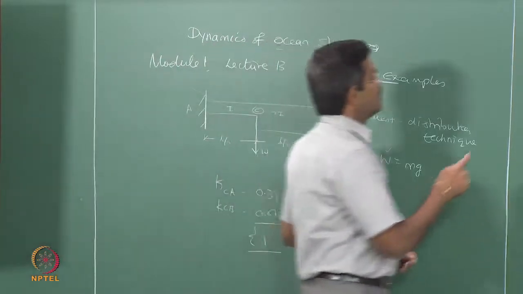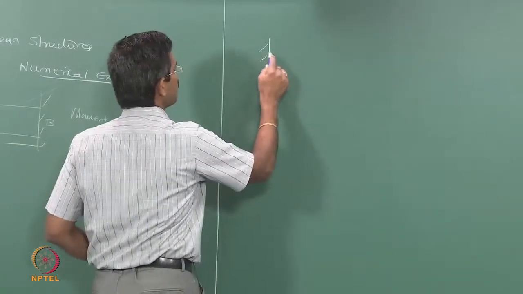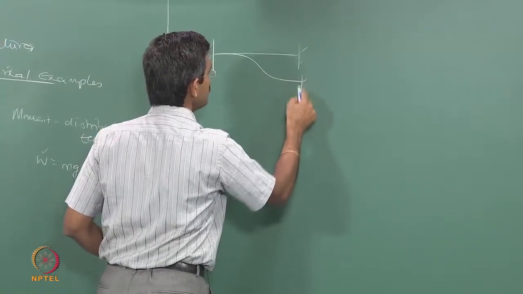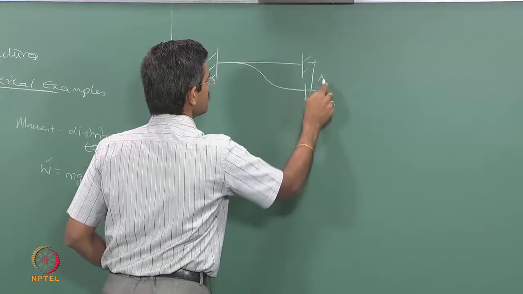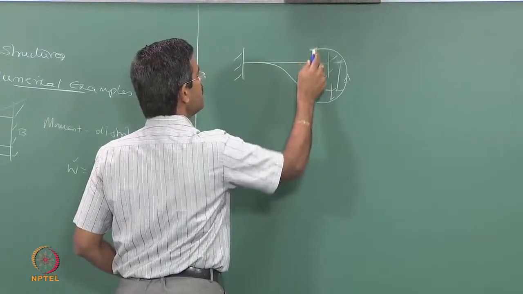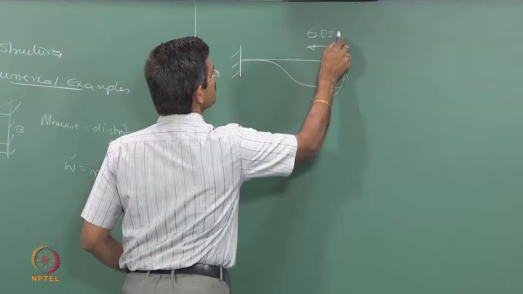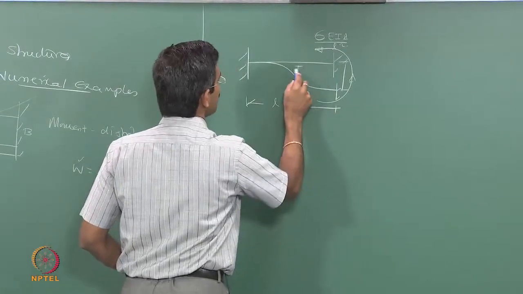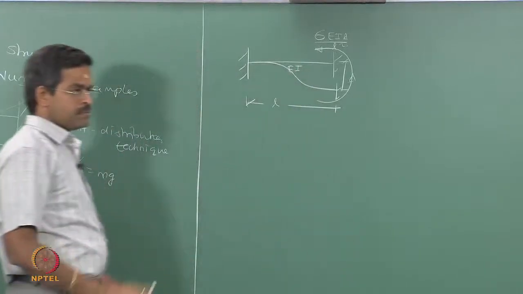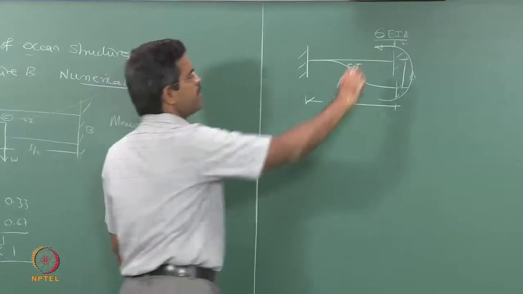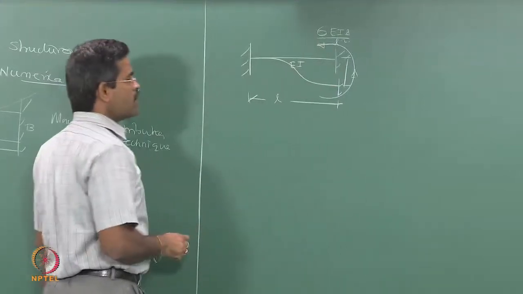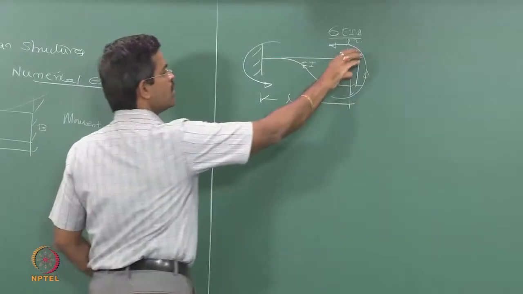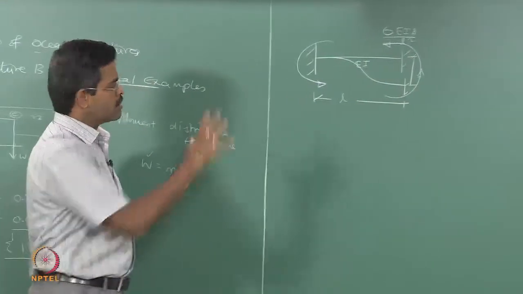So, we will try to revive what we did yesterday. If the support settles by delta, we already said this will invoke a moment which, from the first principles of mechanics, is 6E delta by L square, where this is L, and of course, the member has the property EI, and it settles by delta. So, the significance of marking the arrow direction of the moment is associated to how you are displacing the joint. Okay, we discussed this yesterday.